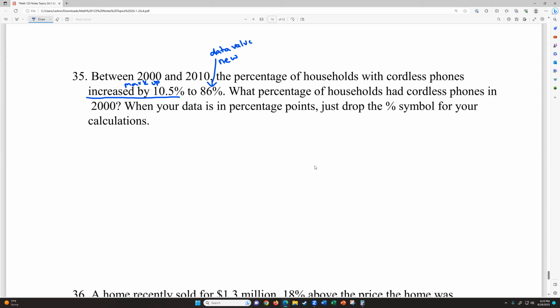What percentage of households had cordless phones in 2000? So we're looking for the old. And I put a little note here. When your data is in percentage points, just drop the percent symbol for your calculations, okay? So new is going to go on top, remember, over old, which we don't know. And the markup, it would be 110.5 because we're increasing by 10.5%. So we would do 86 times 100 divided by the 110.5. And round this probably to the nearest 1/10 of a percent.